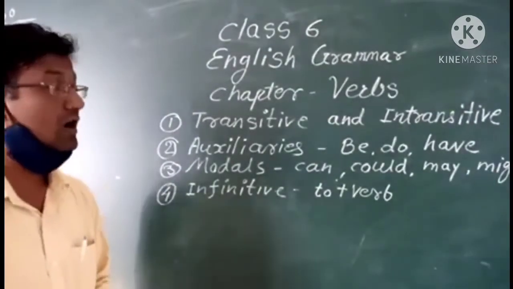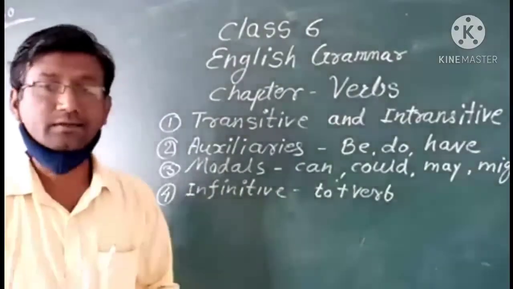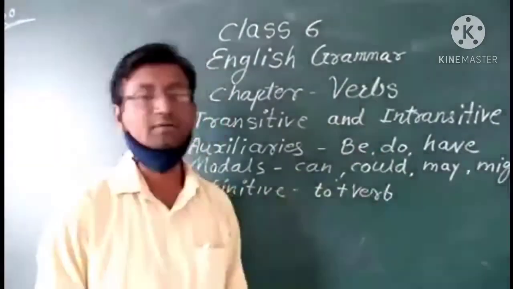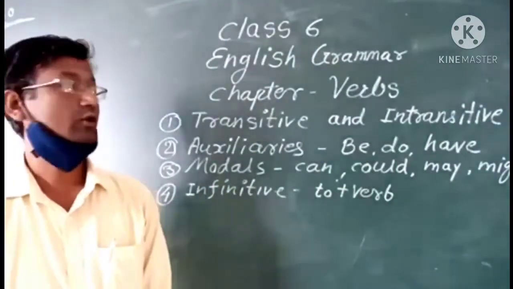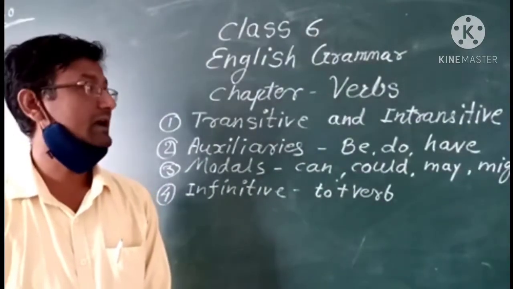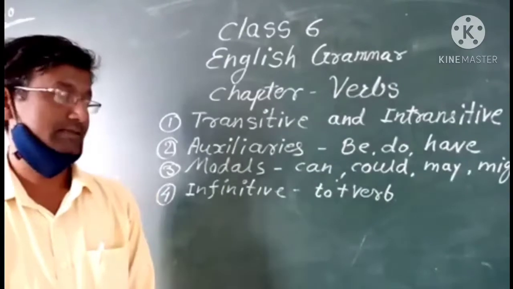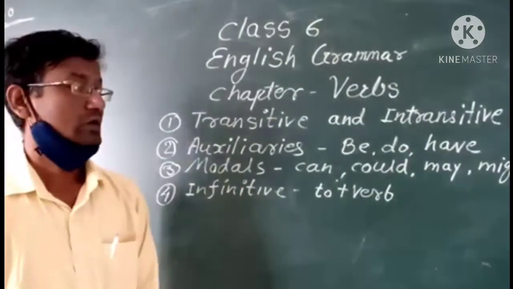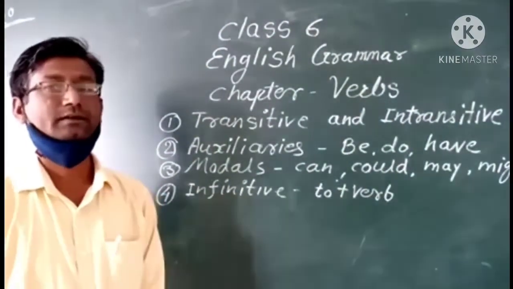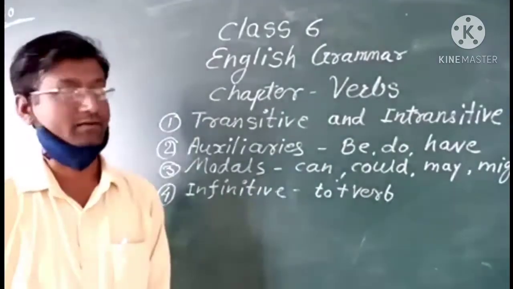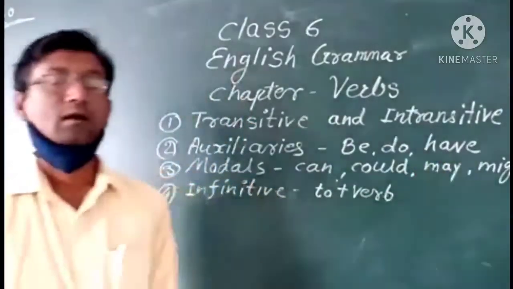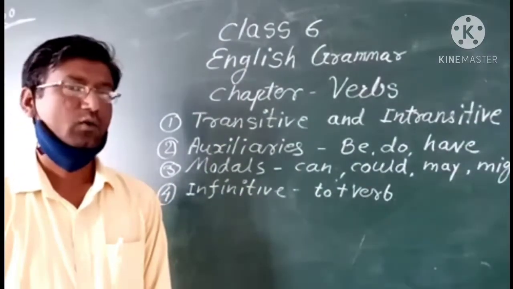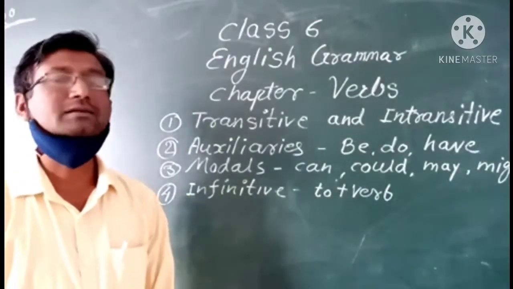Next is auxiliaries. So what are the auxiliaries? Auxiliaries are the helping verbs. The helping verbs are of different types, like be is a helping verb. The helping verbs of be are am, is, are for present tense and was, were for past tense. And to do's helping verbs: do, does, did. And to have's helping verbs like have, has, had and will have. These are helping verbs which help the main verb to make a sentence.